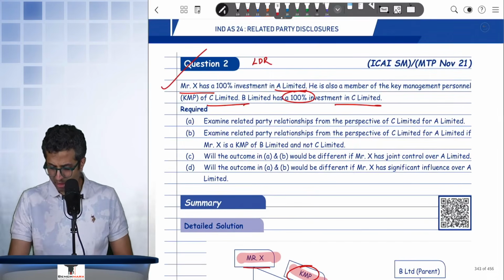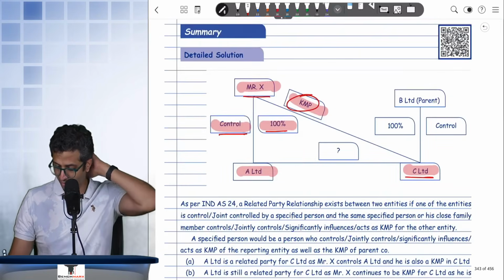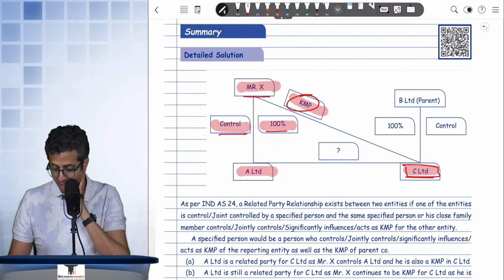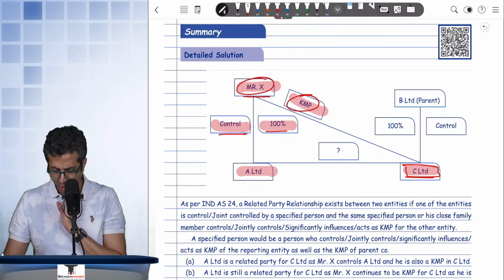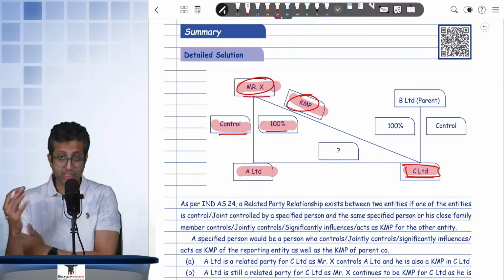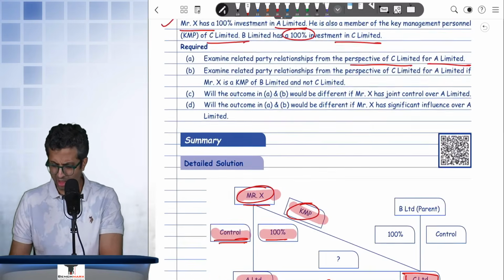Examine the related party relationship between C and A. From the perspective of C, is A related? Well, C is an entity over which Mr. X, who is a KMP of C, is a related party of C, and that same person, Mr. X, has control over A. So as per clause E, if you remember, will there be a related party relationship?